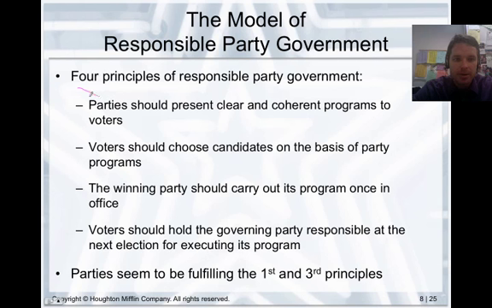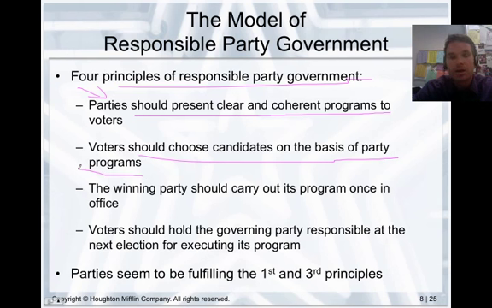Parties should present the four principles of responsible party government. So these are goals, things that essentially the textbook authors are saying party government should do. The party should have clear programs for the voters. So this is how we envision the purpose of government being. These are the things we're going to do if we're elected. Voters should choose candidates on the basis of those programs. So they should say, I believe that program is valid and that would be important and helpful for me and my community. That's who I'm going to vote for. The winning party should carry out its program once it's in office. So they said they're going to do it. They should actually do it.